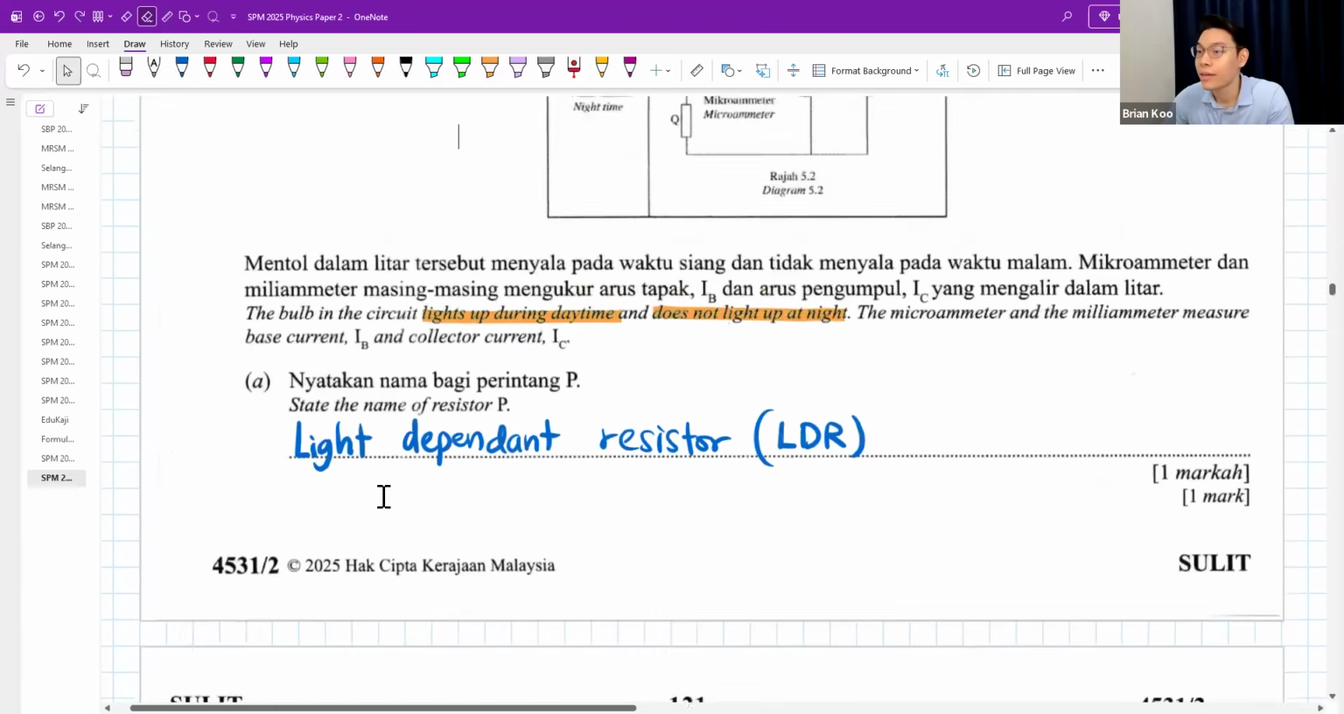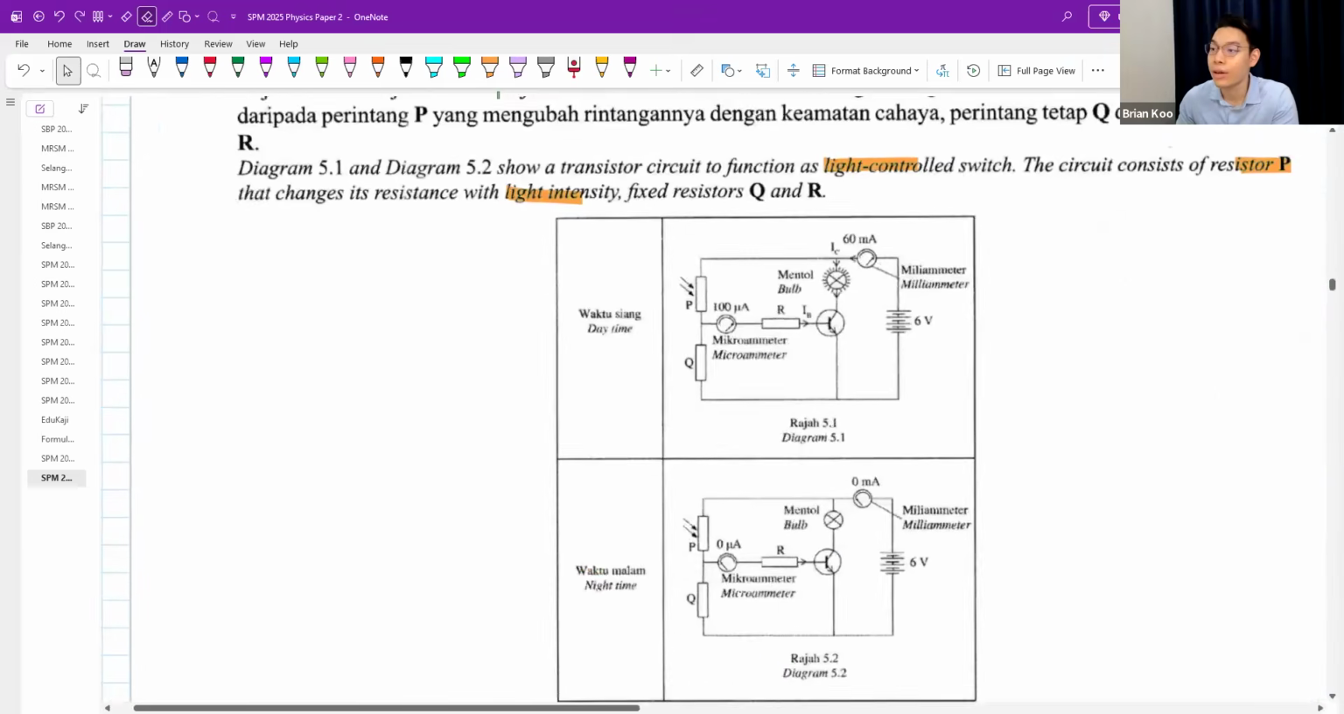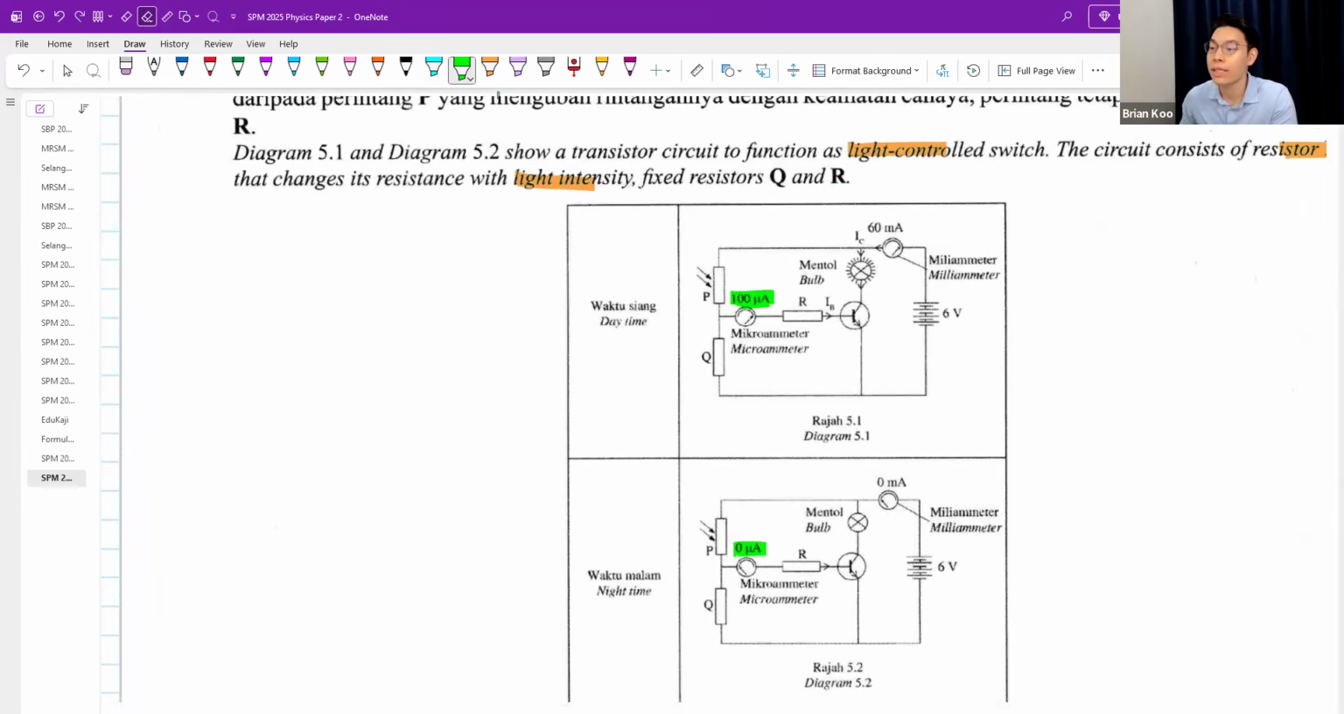Okay. And then this one got base current flowing. This one no base current flow. And then this one got collector current flow. This one no collector current flow, the IC. Also, they ask you what you think is the resistance of P in the first diagram, the second diagram. The reason why bulb will light up is because base current flows, because collector current flows. That's why bulb will light up.